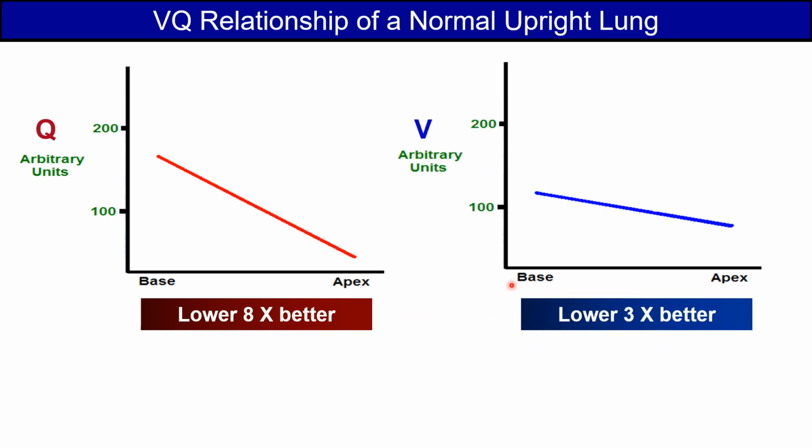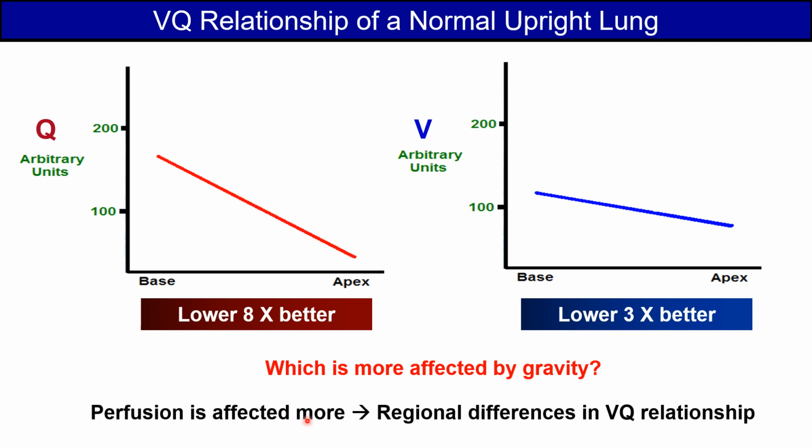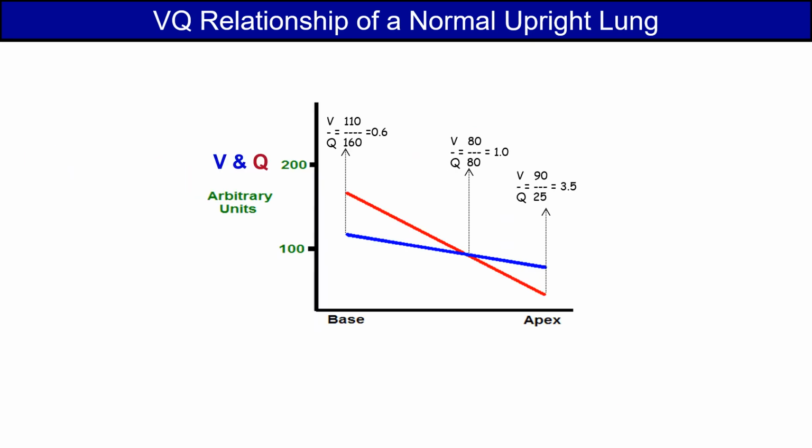Let's now analyze ventilation. Again, from base to apex, and ventilation is on the y-axis. Notice as you go from the apex to the base, the ventilation increases. Meaning to say that the base, as you can see here, is 3 times better ventilated than the apices. Now, which is more affected by gravity? You can see that the slope is steeper here, so the perfusion is affected more by gravity. And because of this, it gives rise to regional differences in V/Q relationship.